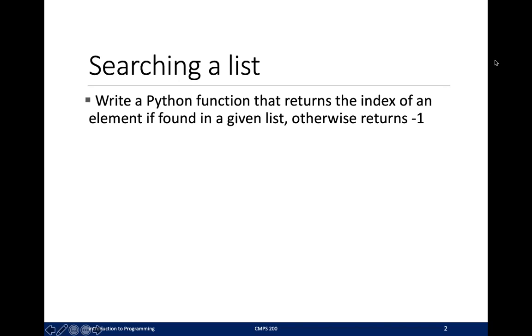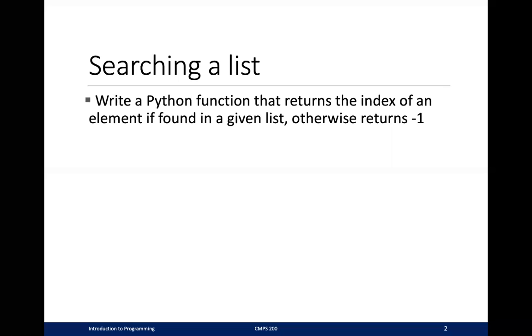So what is searching a list? You're given a list and you want to find the index of an element inside this list if it's found. So I want to say the element is the third element or the fifth element, or element number 100. And I want to return -1 if it's not found. Of course, in Python, there is a function to return whether an element is in a list or not, but we want to write this from scratch.